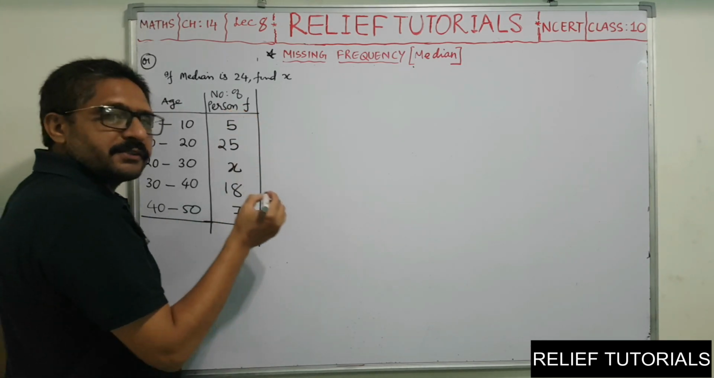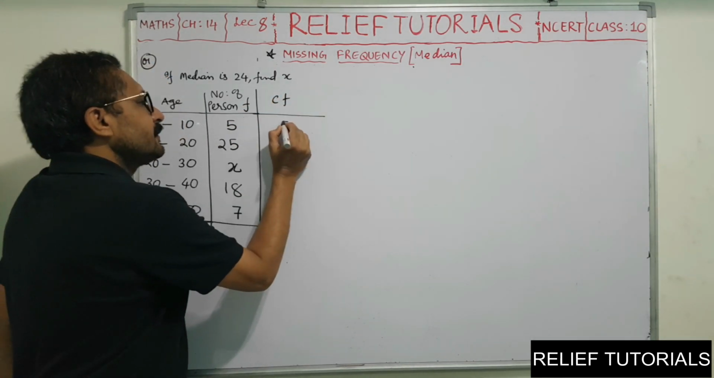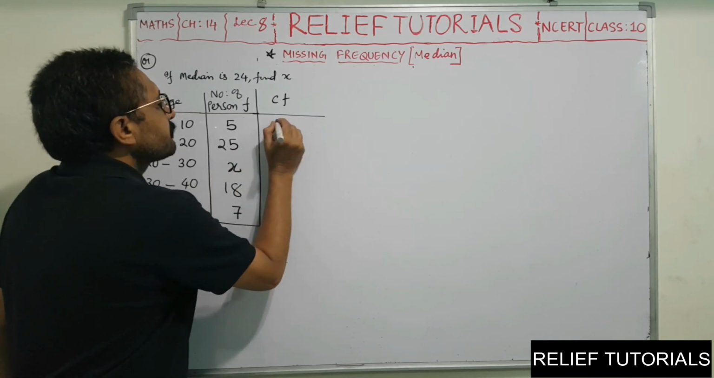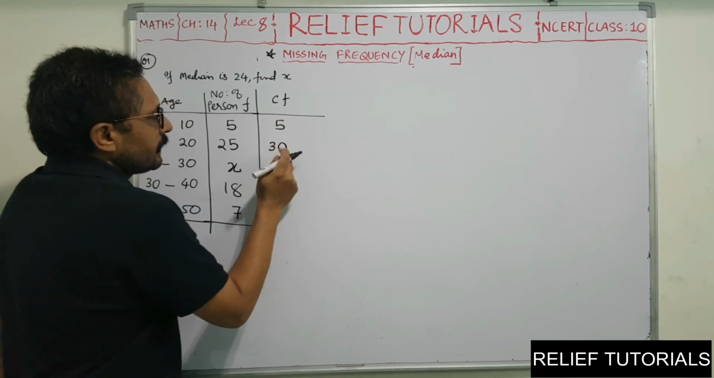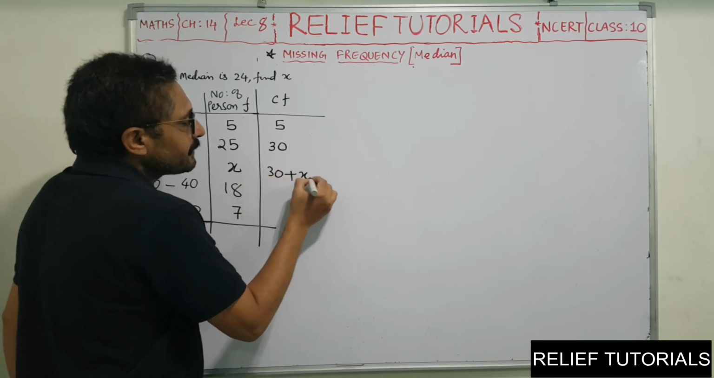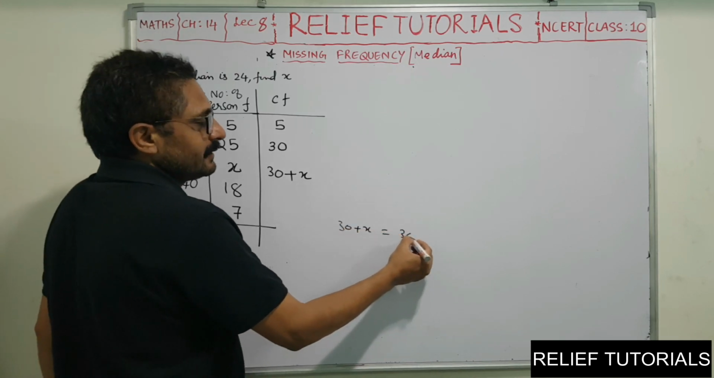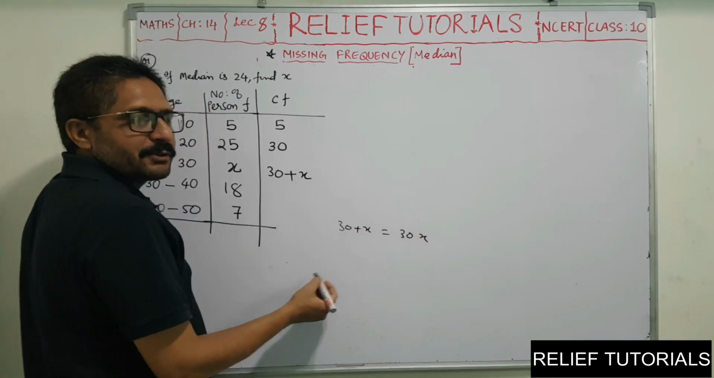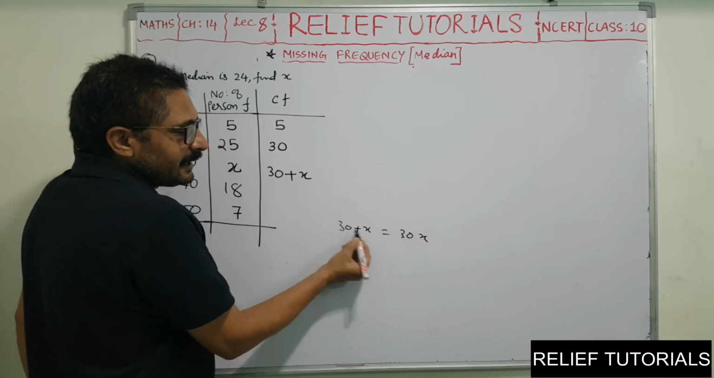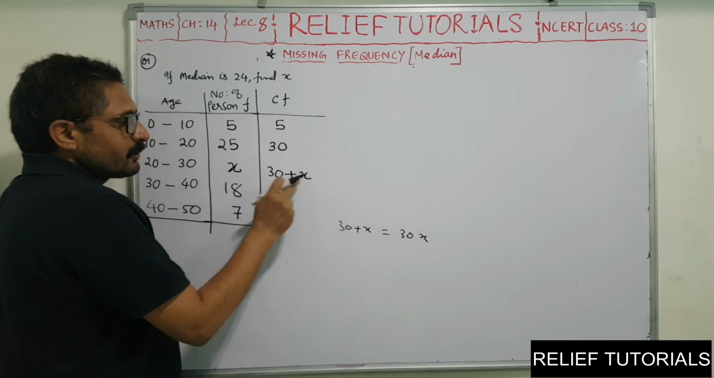See here, this is the frequency. Now cumulative frequency: 5. Now 5 plus 25 is equal to 30. Now 30 plus x. Remember, somebody might write 30 plus x as 30x. You see the difference between these two. This is 30 into x. Here it is 30 plus x, so when you have to add, you have to write plus x.